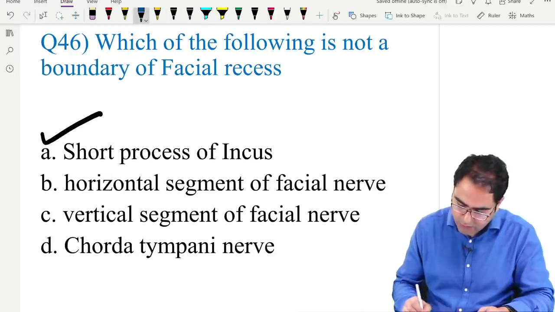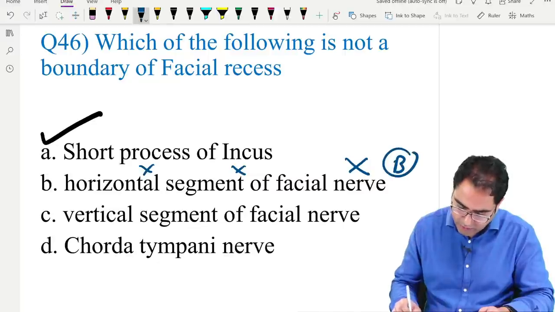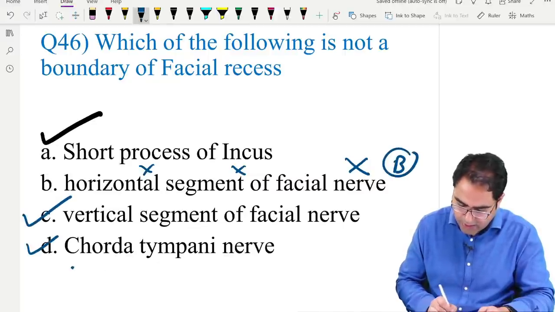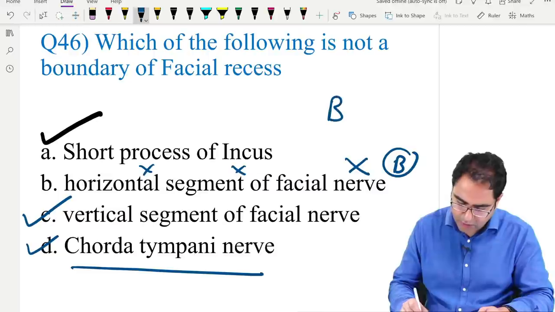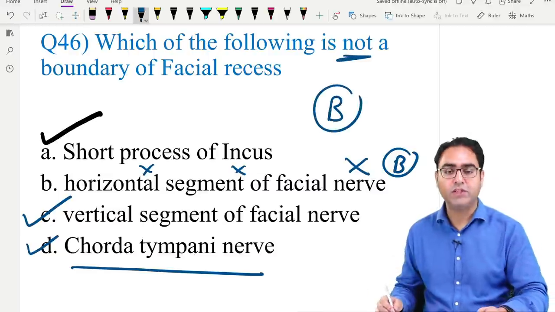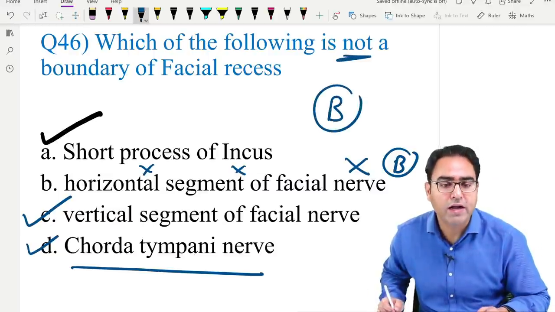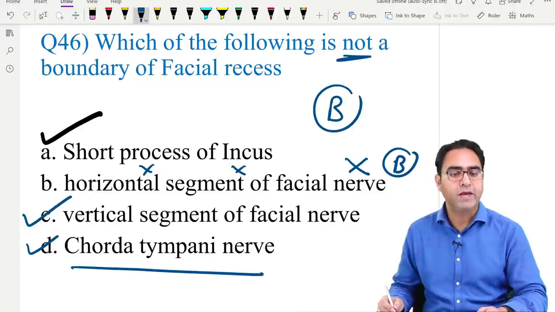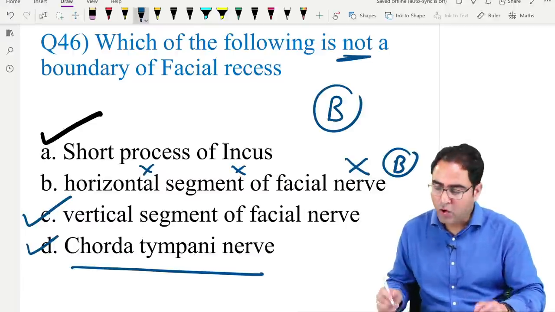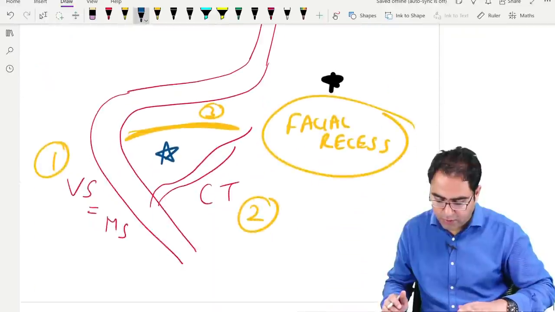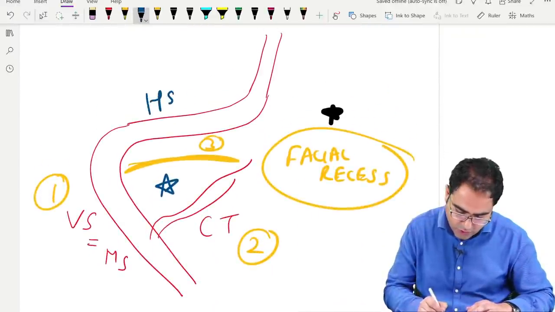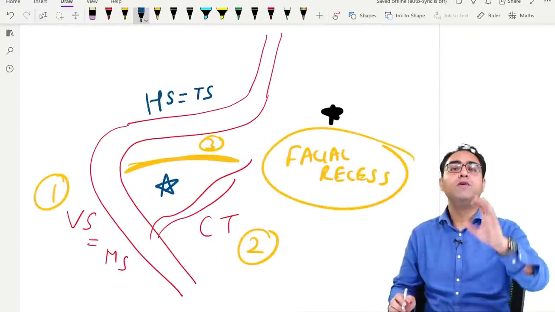Horizontal segment of facial nerve, no. It's the vertical segment, beta. B is the answer, beta. Vertical segment is yes. Chorda tympani is yes, beta. So the answer is B. Vertical segment is yes, chorda tympani is yes, short process of incus is yes, but the horizontal segment is not. Which is the horizontal segment, beta? Please see. This is the horizontal segment or the tympanic segment. This has no relation with the facial recess.